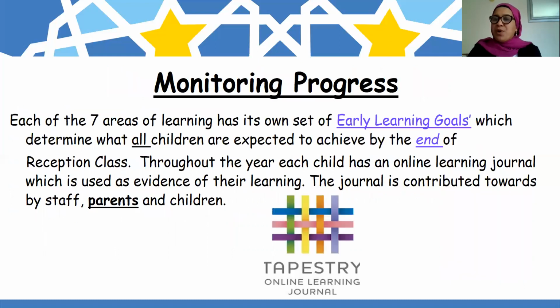How do we monitor progress at Islamia? Each of the 7 areas of learning has its very own set of early learning goals, which determine what all children are expected to achieve by the end of reception class. Throughout the year, each child will have an online learning journey, which is used as evidence for their learning. The journey will be contributed towards by staff, the parents, and the children. At Islamia, we use the Tapestry online learning journey.